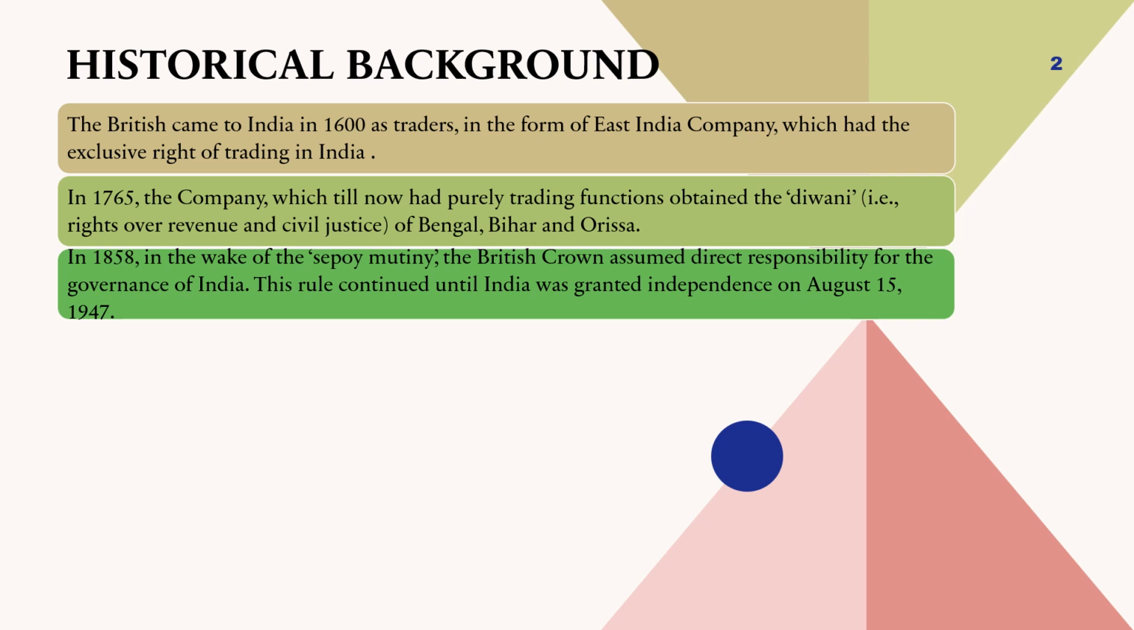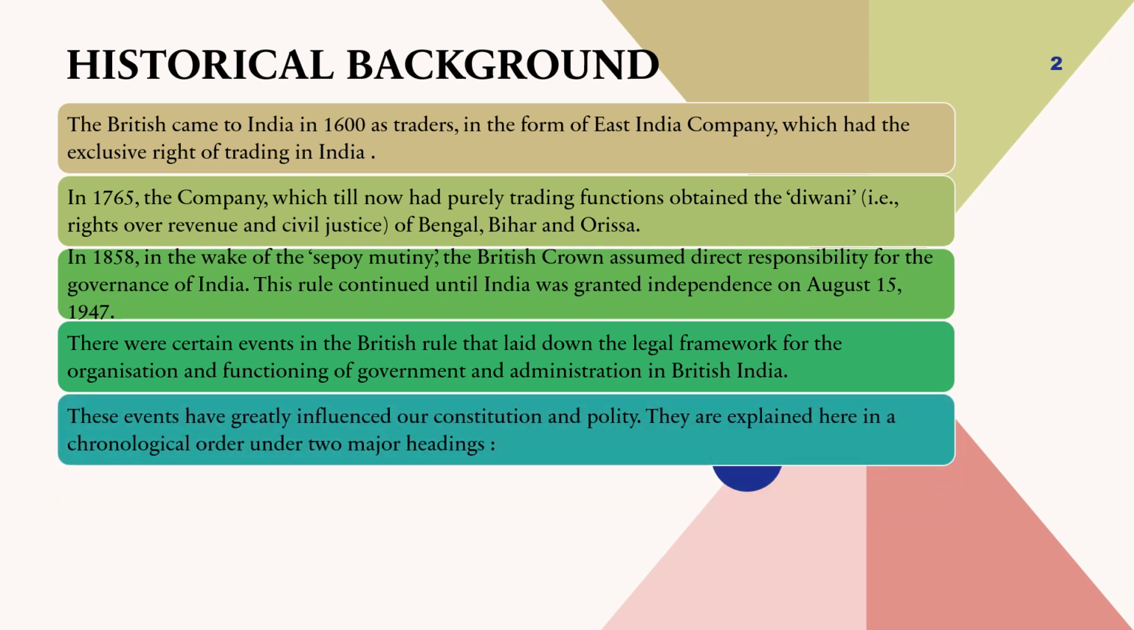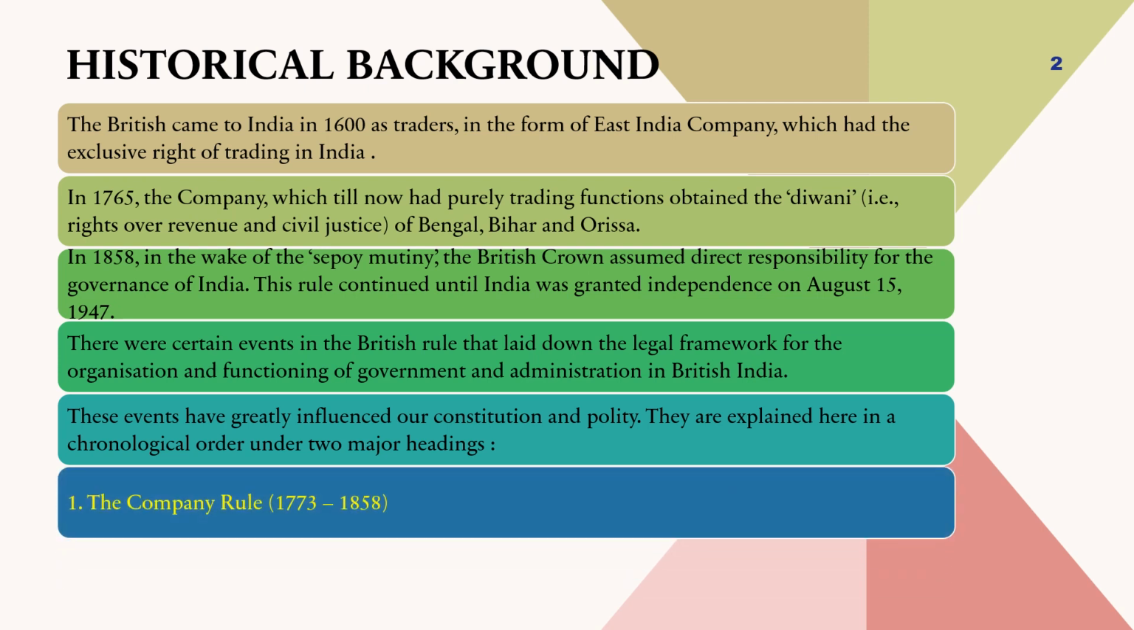In 1858, in the wake of the Sepoy Mutiny, that is the First War of Independence, the British Crown assumed direct responsibility for the governance of India. This continued until independence. There were certain events in the British rule that laid down the legal framework for the organization and functioning of government and administration of British India. These events greatly influenced our constitution and polity.